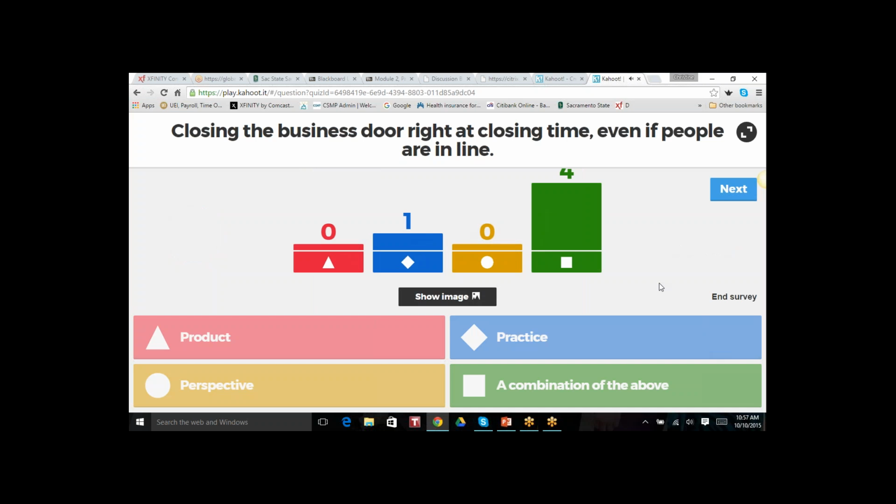Okay, so now we've got majority of people who think it's a combination. Somebody who voted that it was a combination, want to turn on your mic and let us know? Well, I would have thought it was more a combination of practice and perspective. I wasn't too sure about the product, but since there was no combination for practice and perspective, right, I chose a combination of the above.